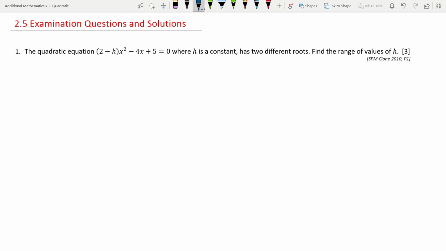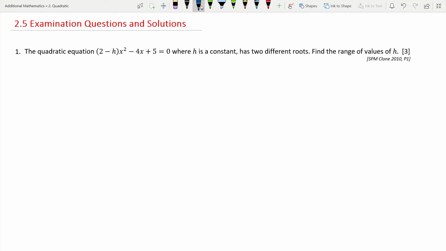Question 1. The quadratic equation (2 minus h)x squared minus 4x plus 5 equal to 0, where h is a constant, has two different roots. Find the range of values of h. This is a 3 marks clone question taken from SPM 2010 paper 1.